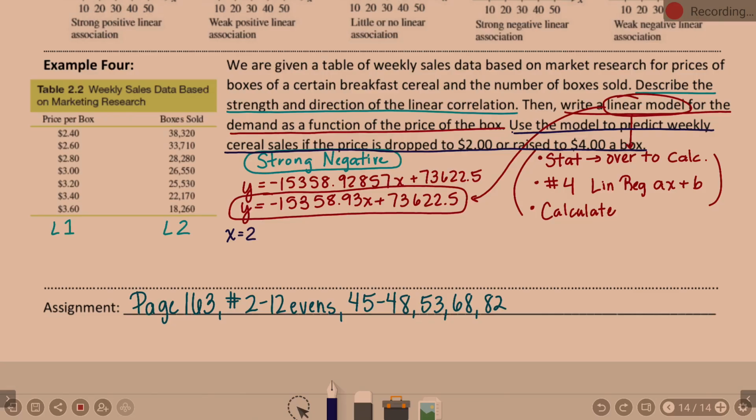Okay, so one option. You plug the 2 into the equation over there, yes? Okay, did you guys do that yet? Or did I sidetrack you? If we plug it in, negative 15,358.93 times 2 plus 73,622.5. You got an answer for me? I'm going to show you a way using that equation on your calculator here in a moment, but I want to just have an answer to compare against. What are we getting?